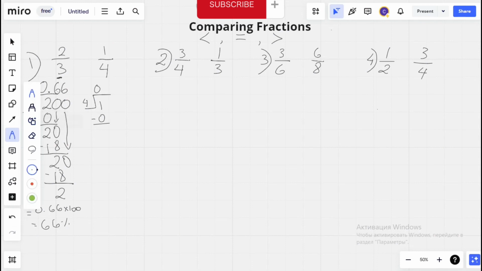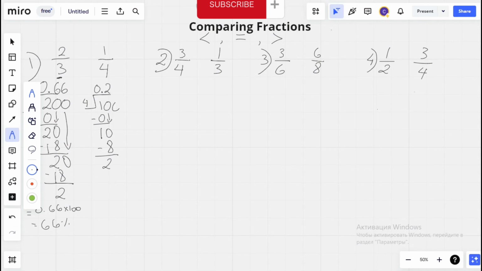Now 1 minus 0 equals 1. Now how many 4's can you put in 1? You can't, so you put the 0 and the decimal point. Bring down the 0. Now how many 4's can you put in 10? It's 2. 2 times 4 equals 8. And you bring down the 2.